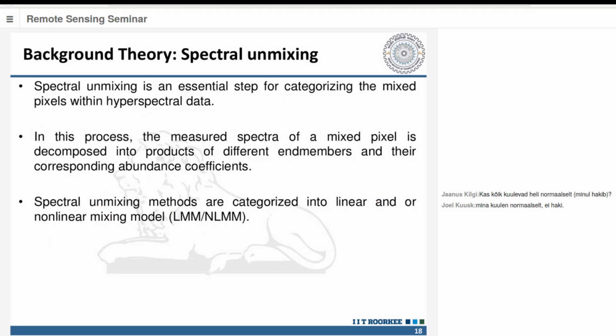Spectral unmixing is an essential step for categorizing the mixed pixels within hyperspectral data. In this process, the measured spectra of a mixed pixel is decomposed into products of different end members, that is, pure pixels, and their corresponding abundance coefficients, that is, the mixing ratio. Spectral mixing methods are categorized into linear and non-linear mixing models. These are based on the type of scattering that occurs during data acquisition.